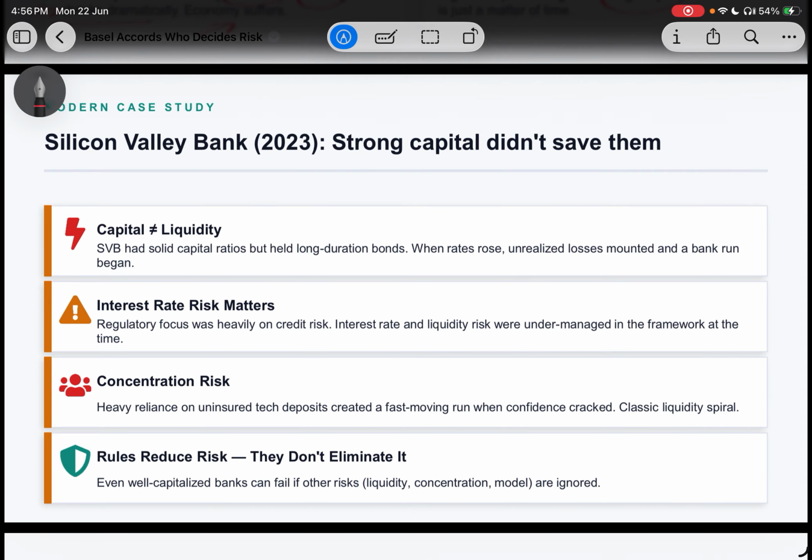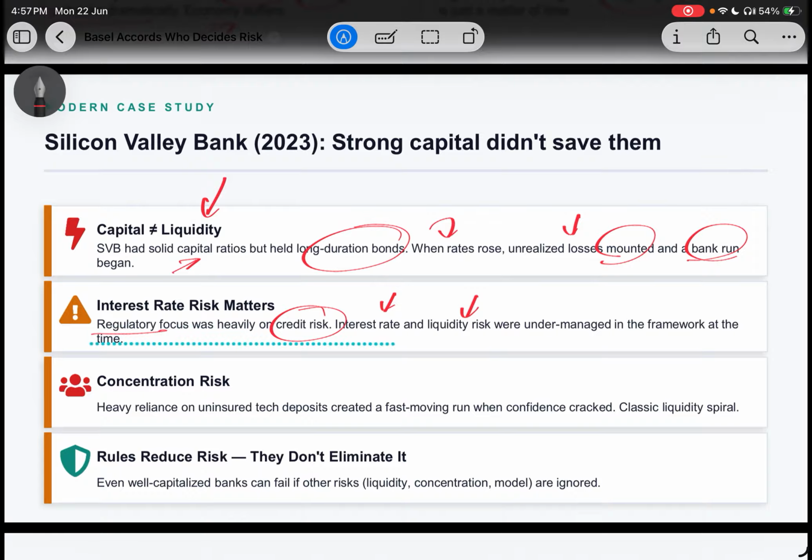What happened in Silicon Valley Bank was that even strong capital wasn't able to save them, because strong capital is never equal to liquidity. SVB obviously had solid capital ratios, but they were held in long duration bonds. So when the rates rose, the unrealized losses mounted and there was a bank run. Whenever you hear the word bank run, it tends to make everything worse. The regulatory focus was heavily on credit risk, and interest rate risk and liquidity risk were somewhat undermanaged in the framework.